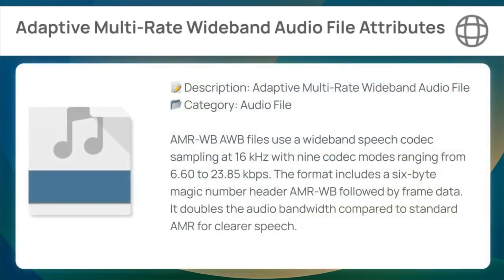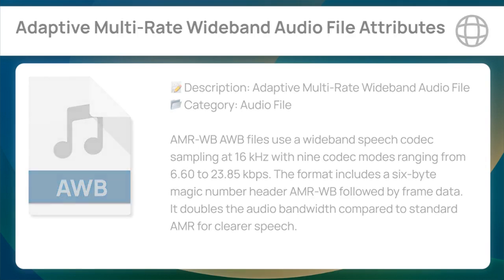AMR-WB AWB files use a wideband speech codec sampling at 16 kHz, with 9 codec modes ranging from 6.60 to 23.85 kbps. The format includes a 6-byte magic number header, AMR-WB, followed by frame data. It doubles the audio bandwidth compared to standard AMR for clearer speech.